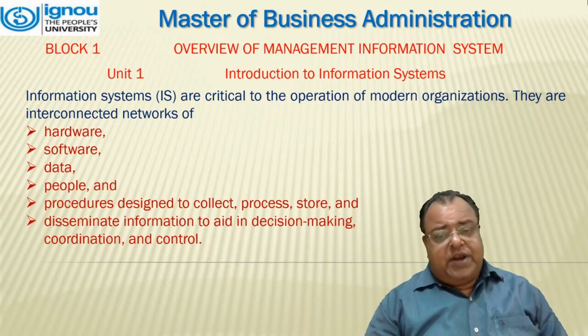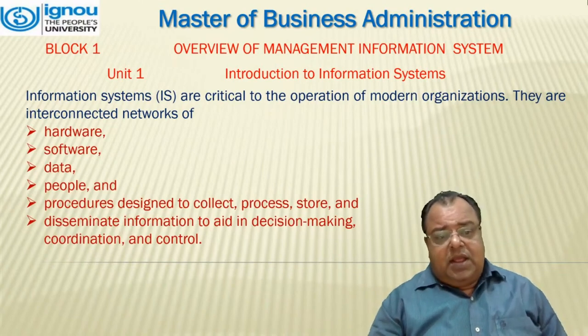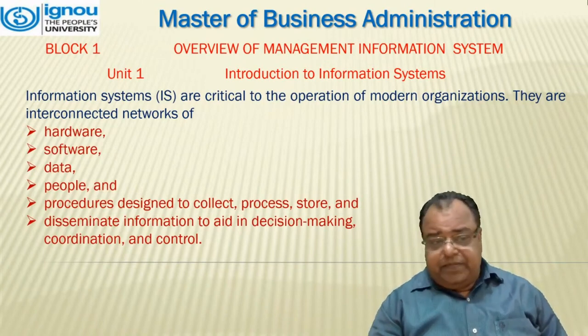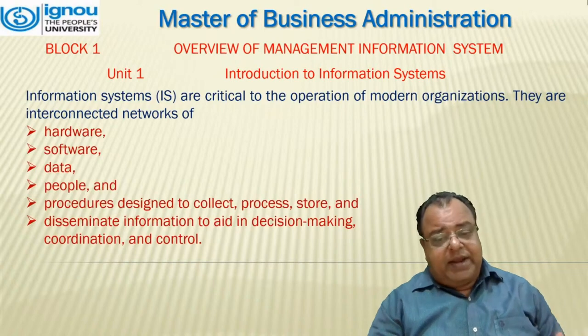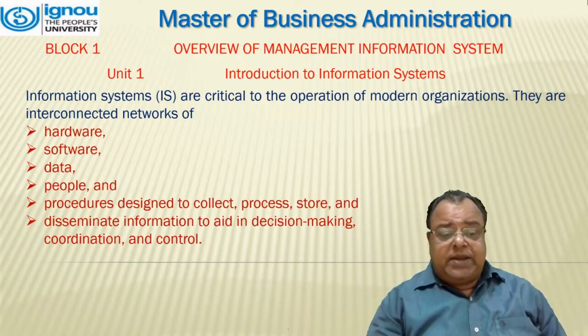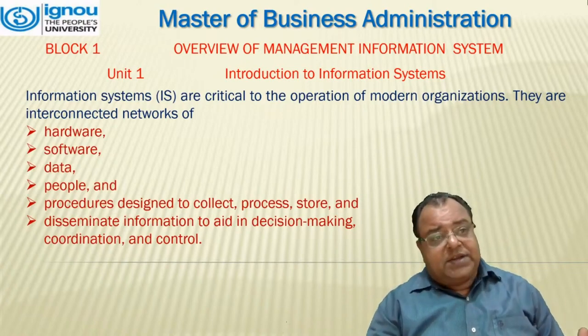Unit 1 is related to the introduction to information systems. Information systems are critical to the operation of modern organizations. They are an interconnected network of hardware, software, data, people, and procedures assigned to collect, process, store, and disseminate information to aid in decision making, coordination, and control.